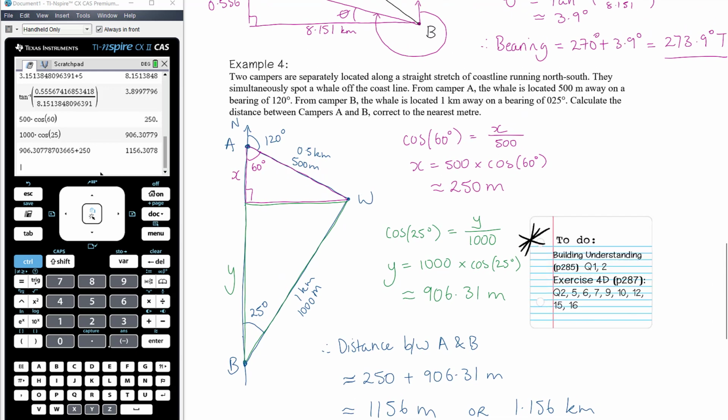Okay, again, a couple of questions from the small building understanding exercise, and then moving on to exercise 4D.